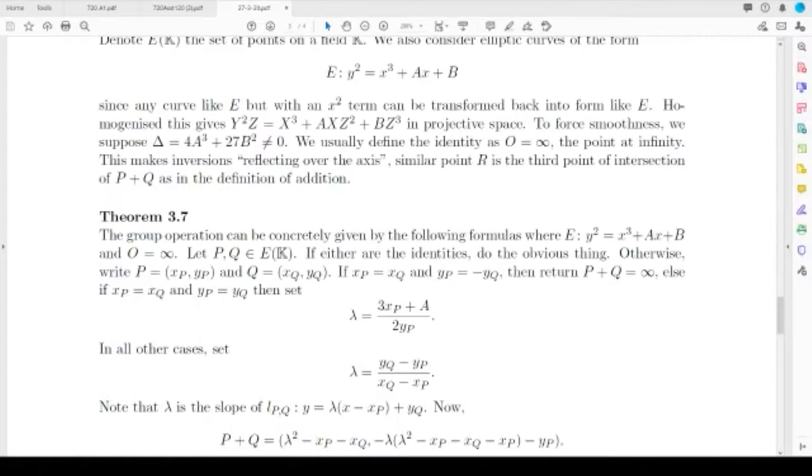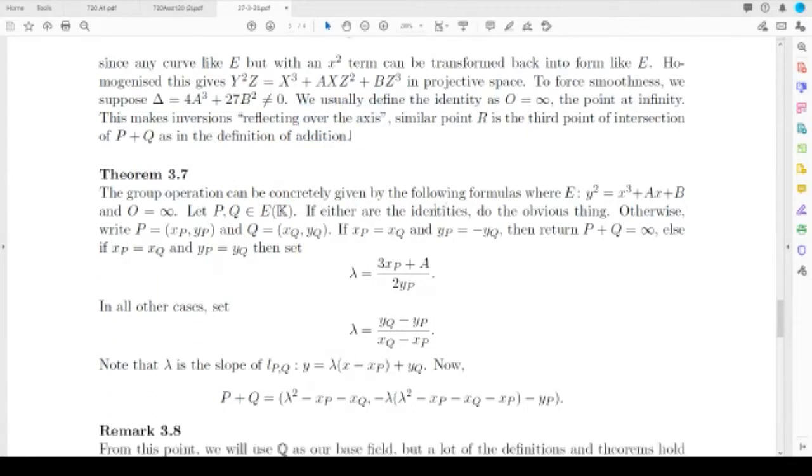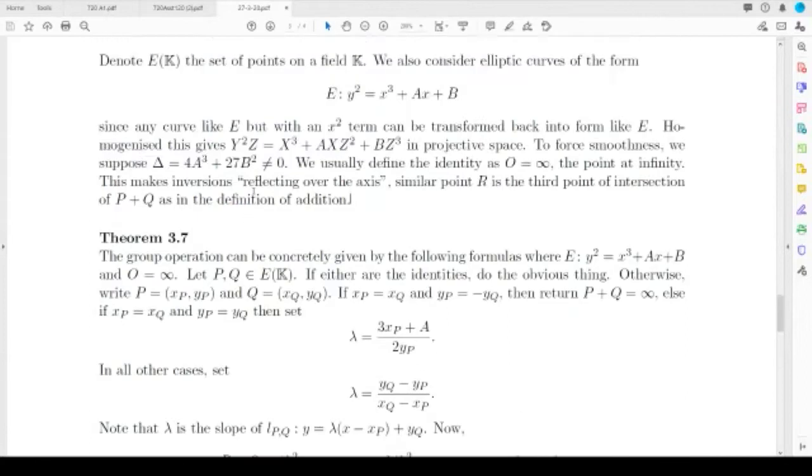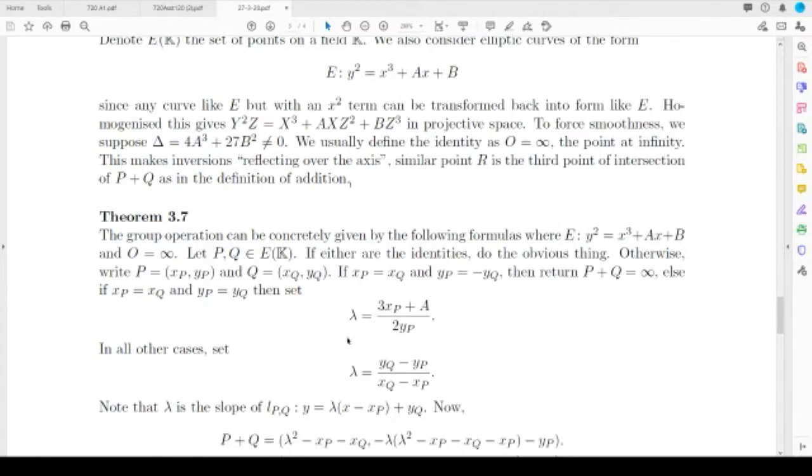What's the time? It is almost past, so I'm not going to go for too long today because I didn't prepare much. But this is why we choose the identity to be infinity. Also, if we have an elliptic curve of this form here, we can define formulas for addition, so we don't have to do the geometric line drawing every time.